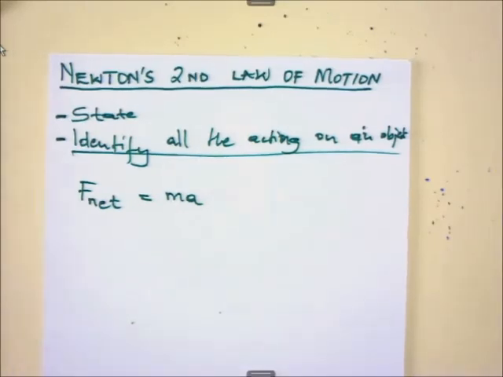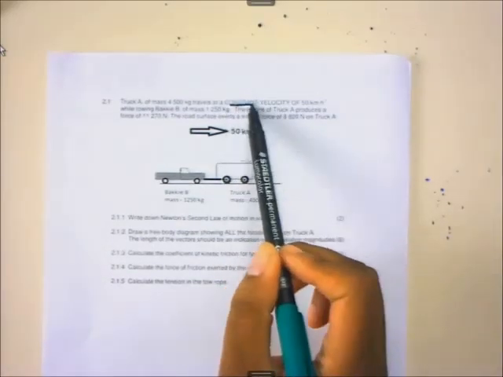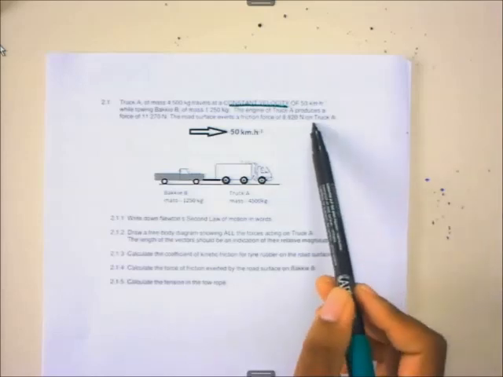Now, I have a question here that we will work on. The first question says: a truck A of mass 4,500 kilograms travels at a constant velocity of 50 kilometers per hour while towing a buggy B of mass 1,250 kilograms. The engine of truck A produces a force of 11,270 newtons. The road surface exerts a friction force of 8,820 newtons on truck A.